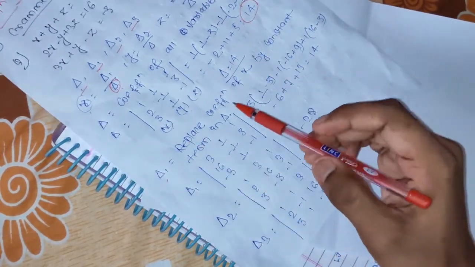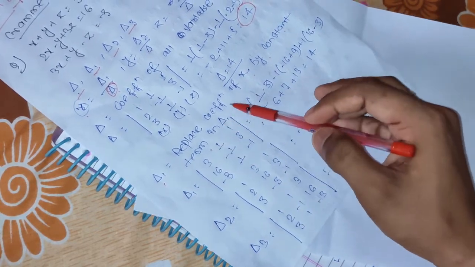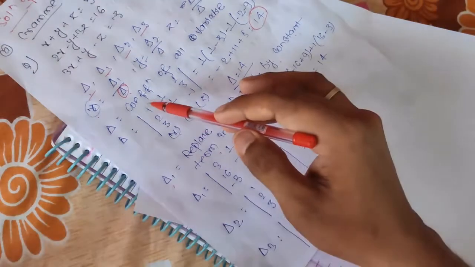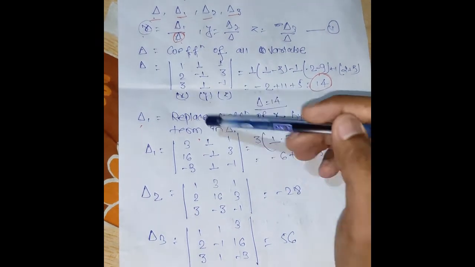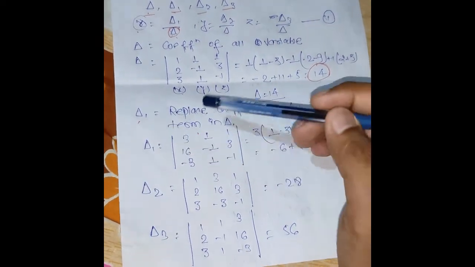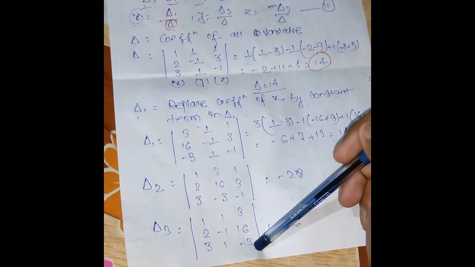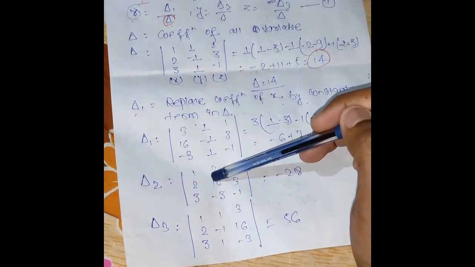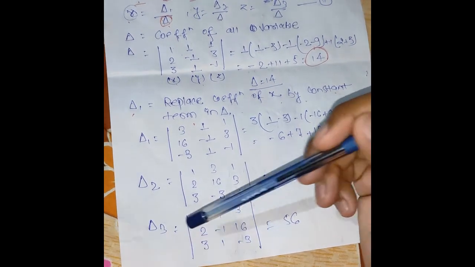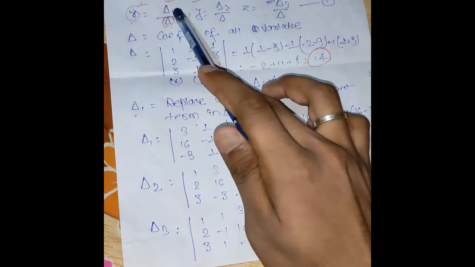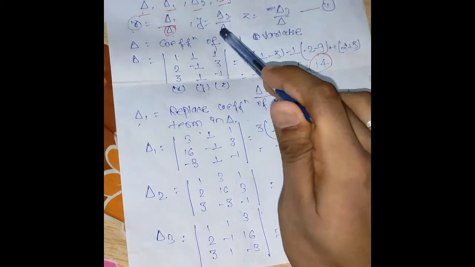So how can we calculate this? We will just replace the coefficient of x by the constant term in delta. When we replace the coefficient of x with the constant term, we can find the value of delta 1, and we have the values of delta and delta 1. Easily we can calculate x. Similarly, delta 2 and delta 3, by just replacing the coefficient of y with the constant term and the coefficient of z with the constant term, we can easily calculate delta 2 and delta 3. Delta we have already calculated, that is 14. So by using this method we can easily find the value of x, y and z.